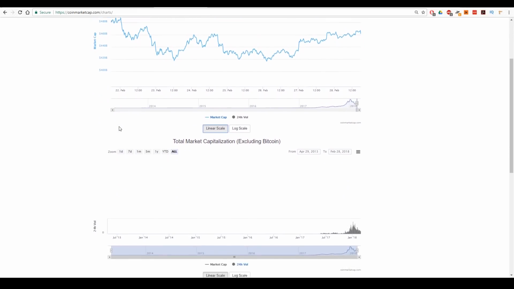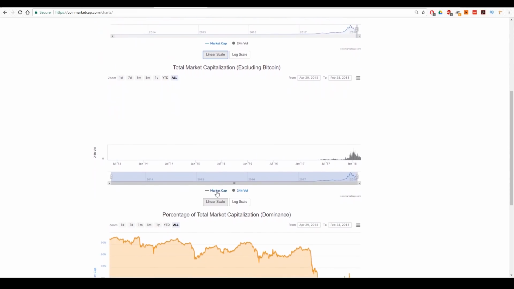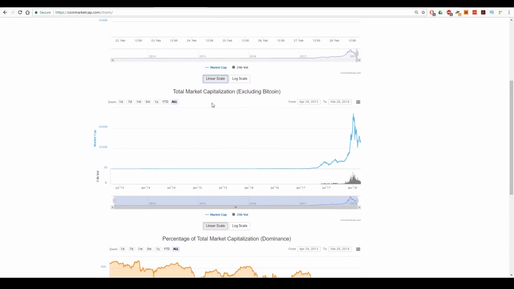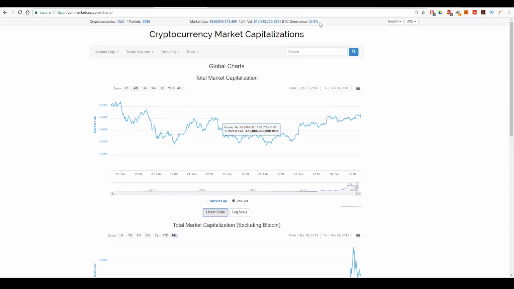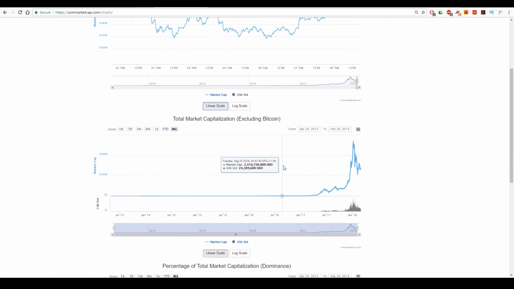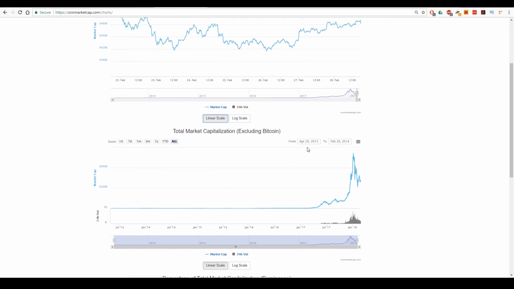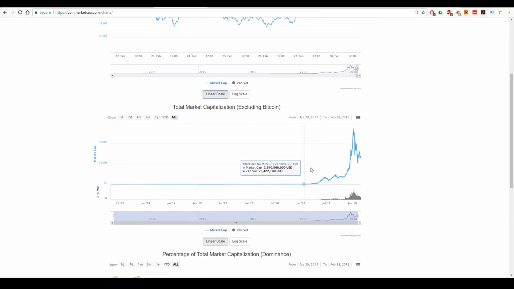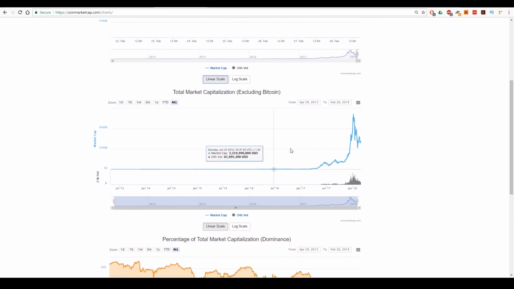Now, if you scroll down, you can see the market cap excluding Bitcoin. So this is the total market cap excluding that 40% dominance of the market cap from Bitcoin. So this gives you an idea of all the altcoins. So this is Ethereum, this is Litecoin, Ripple, Neo, all the altcoins without Bitcoin. That might just be a little bit of extra data that you can have a look at to see how the other market has performed.